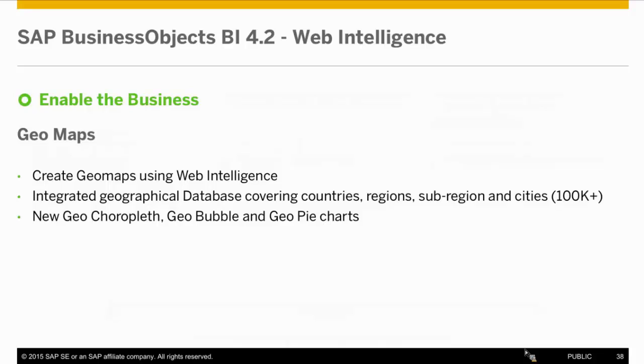Also requested was the ability for Web Intelligence to leverage geographic information. So we added within Web Intelligence the geographic engine as provided, for instance, by SAP Lumira. We integrated the geographical database, which contains country, region, sub-region, and cities that are larger than 100,000 inhabitants. This also brought new geographic visualizations like the Geo Choropleth, the Geo Bubble, and the Geo Pie charts, enabling the creation of geographic hierarchies on your relational data, visualized against the geo map within Web Intelligence.